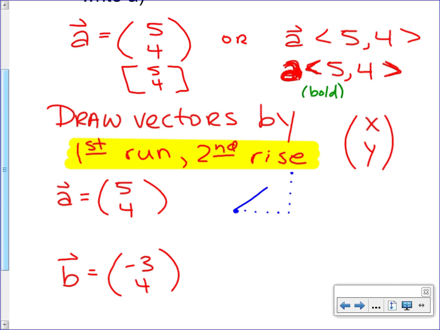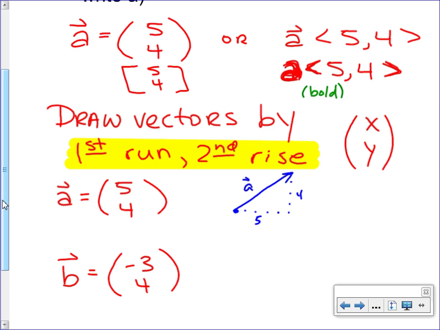You started here, and your arrow will be right there. So this is your 5, this is your 4. This is a picture of vector A. Yay! Yeah, good times. All right.